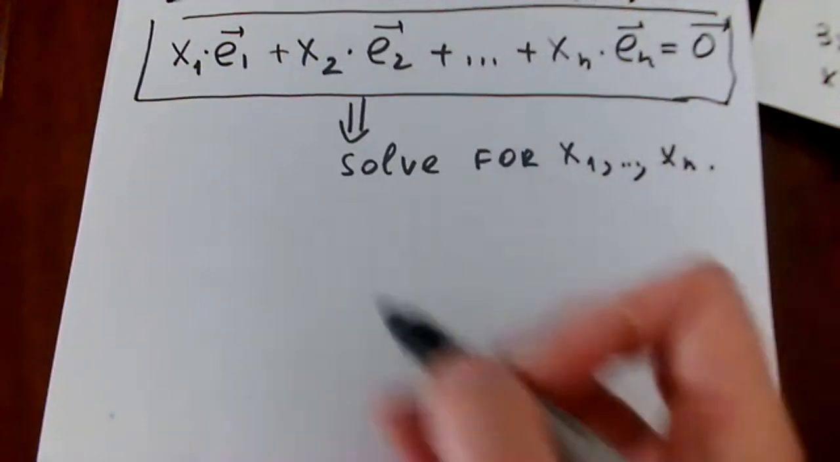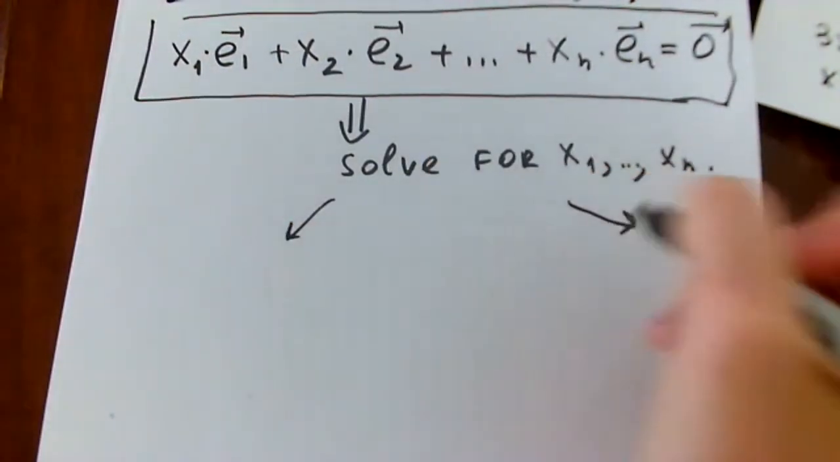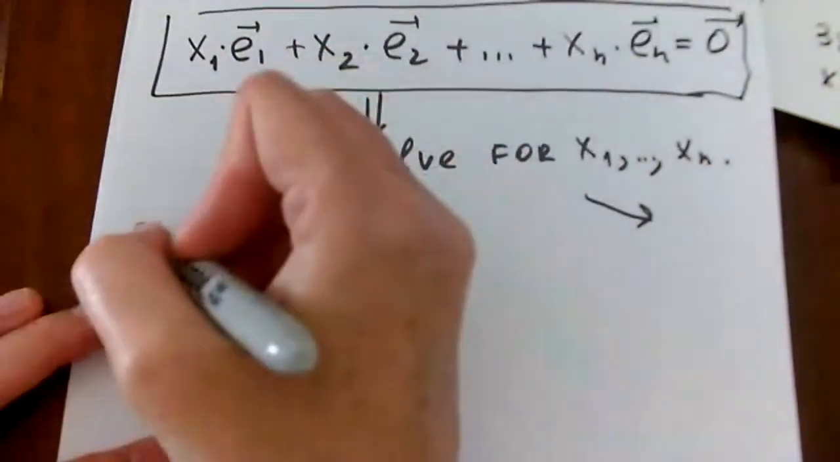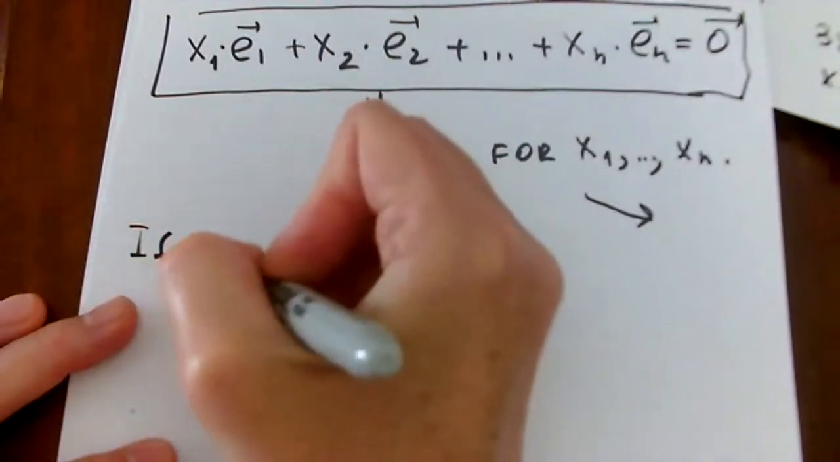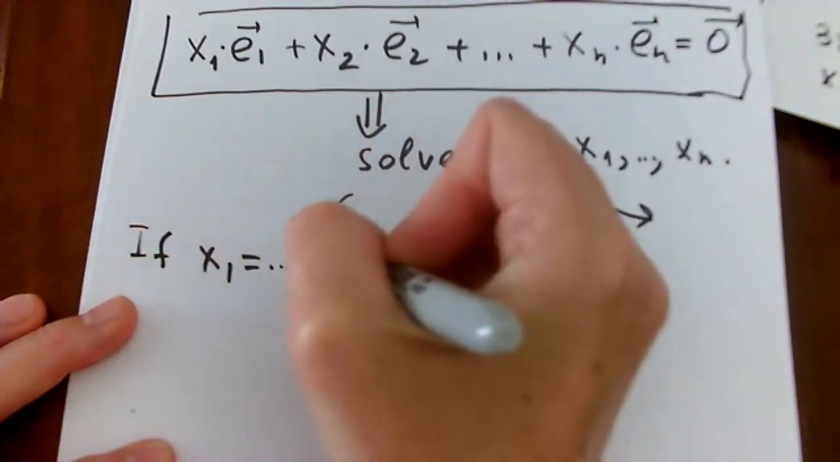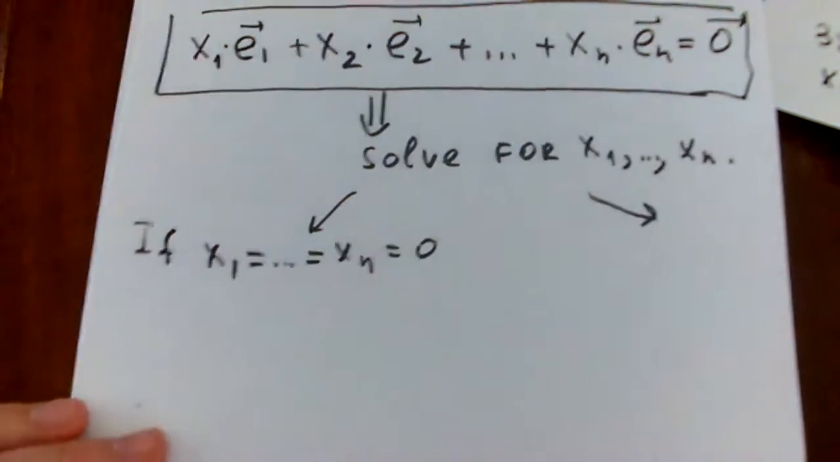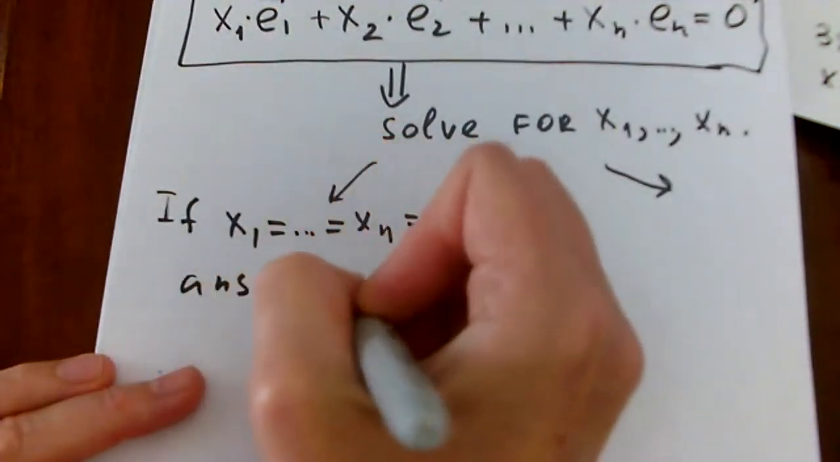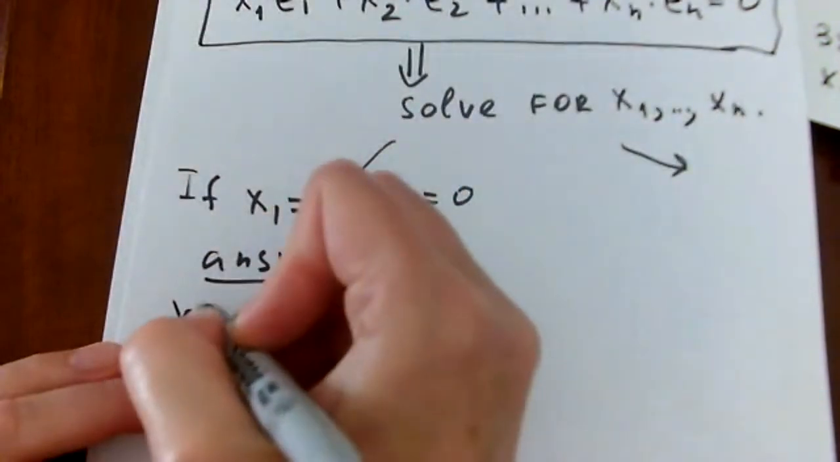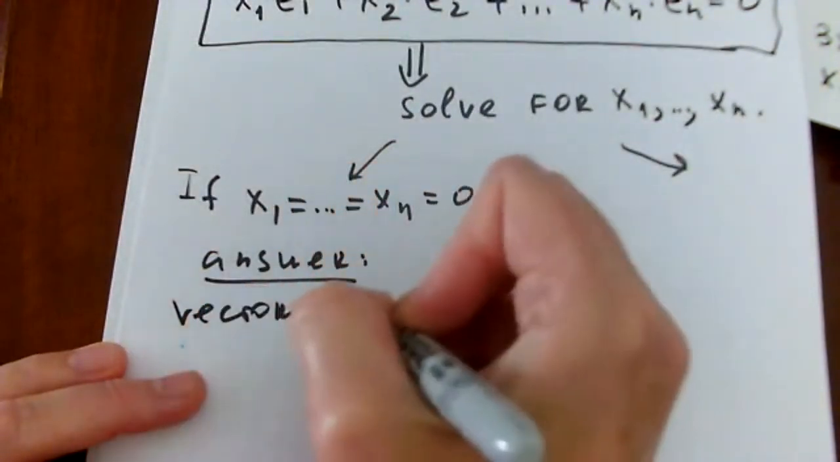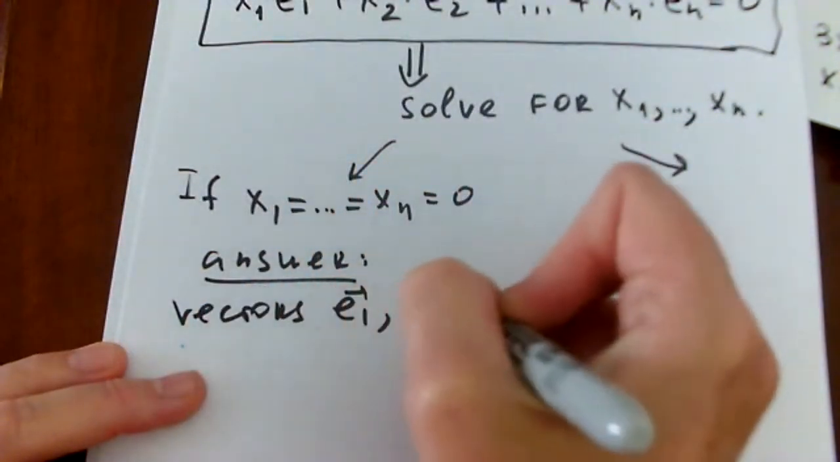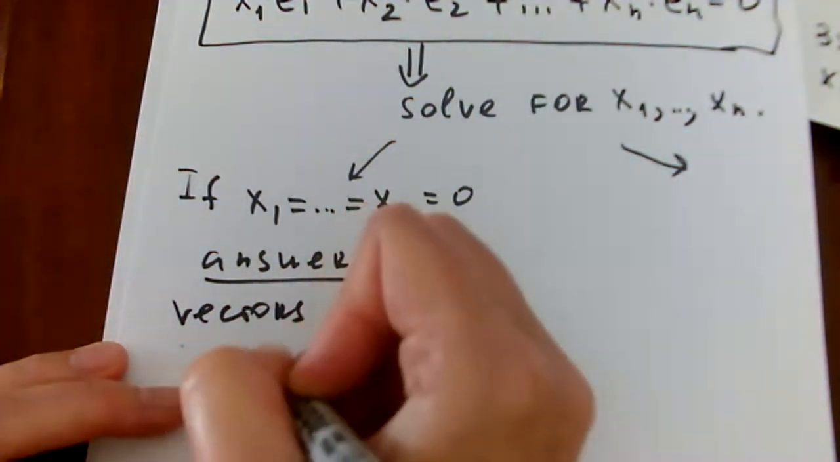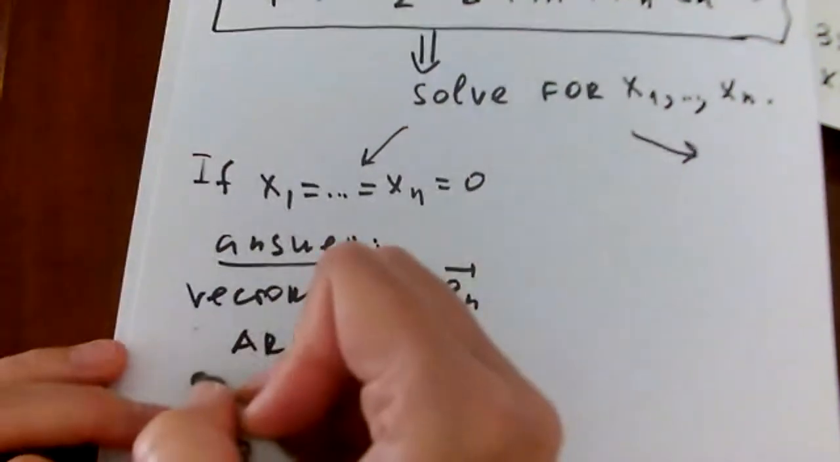And depending on this result, you may have two outcomes. The first outcome happens if all these x's are equal to 0. So your answer will be: these vectors e1, and so on, en, are linearly independent.